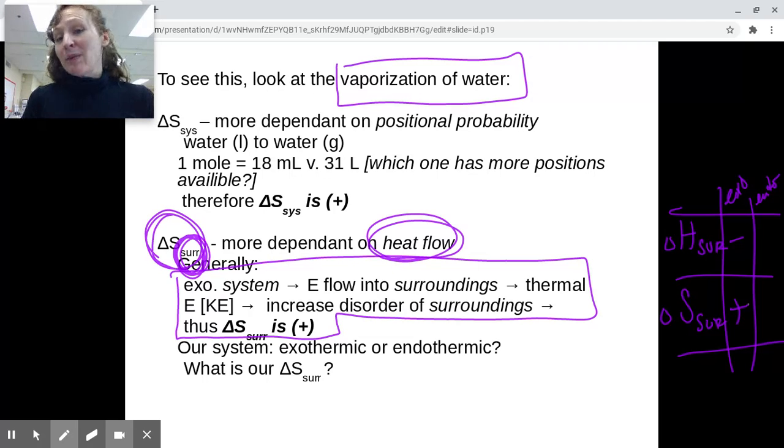Now would be a good time to pause the video and really think through that same scenario for endothermic. Obviously, it's going to be opposite, but can you put that into words?